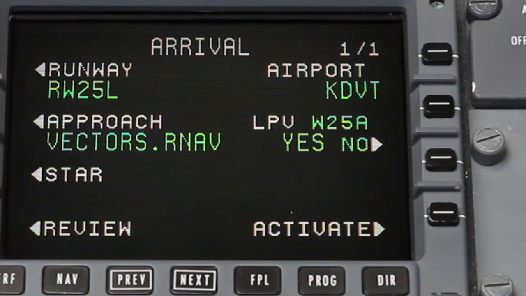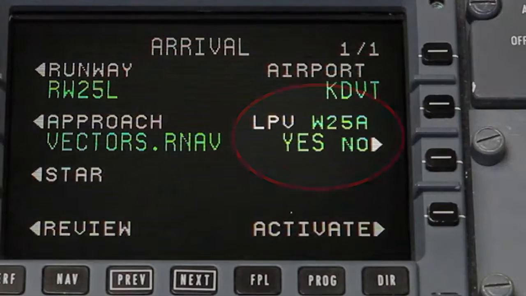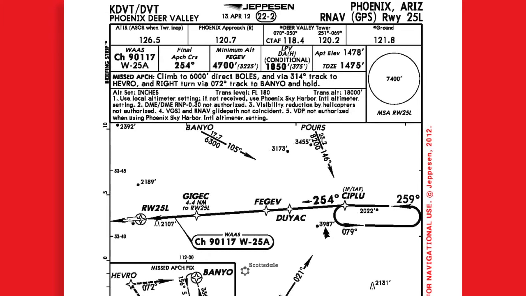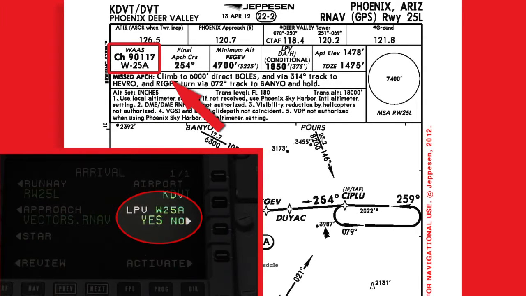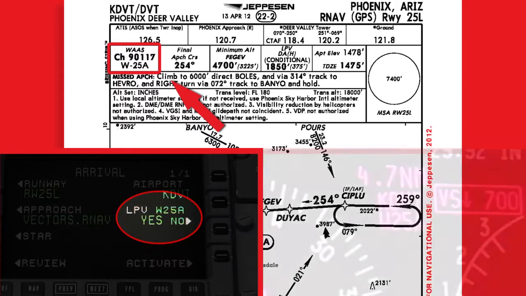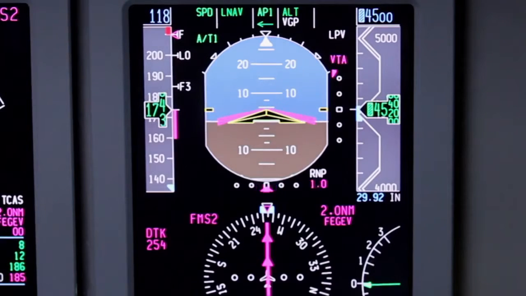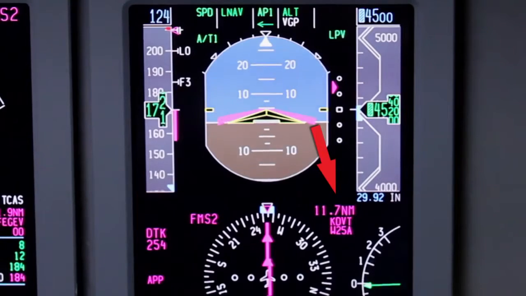Each RNAV approach with LPV minimums is identified by a unique approach identifier, or approach ID. The pilot must verify the approach ID on the approach chart, the arrival page on the MCDU, and the PFD. The approach ID is displayed on the PFD when LPV is active.